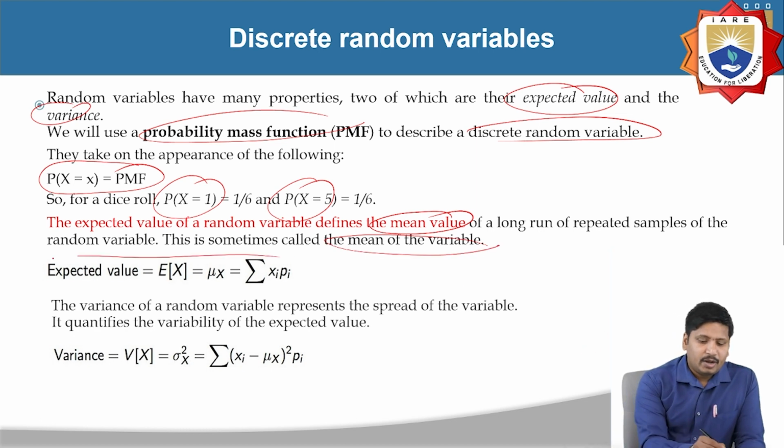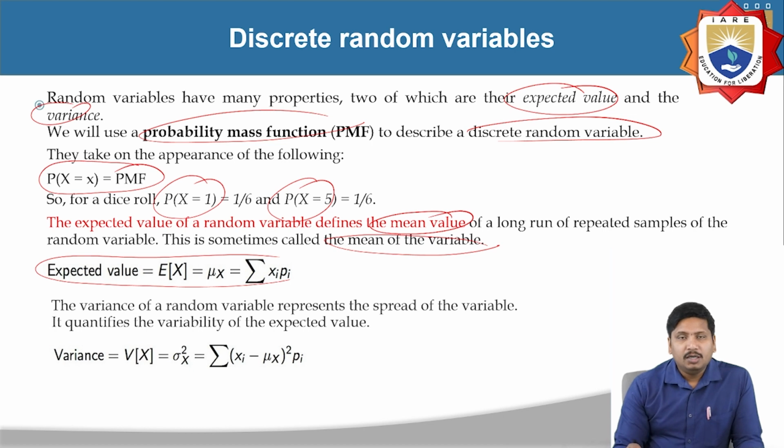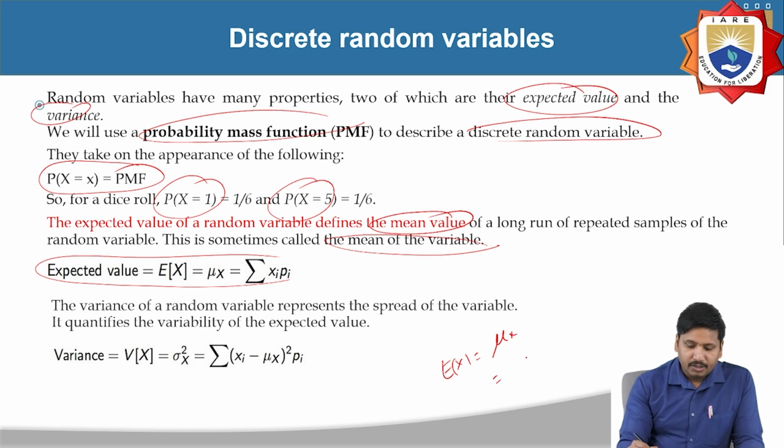And this expected value is going to be written as E(X) = μx, which is the sum of xi times pi. So the expected value μx is represented as the sum of xi into pi, where xi is the set of values and pi is the probability values.